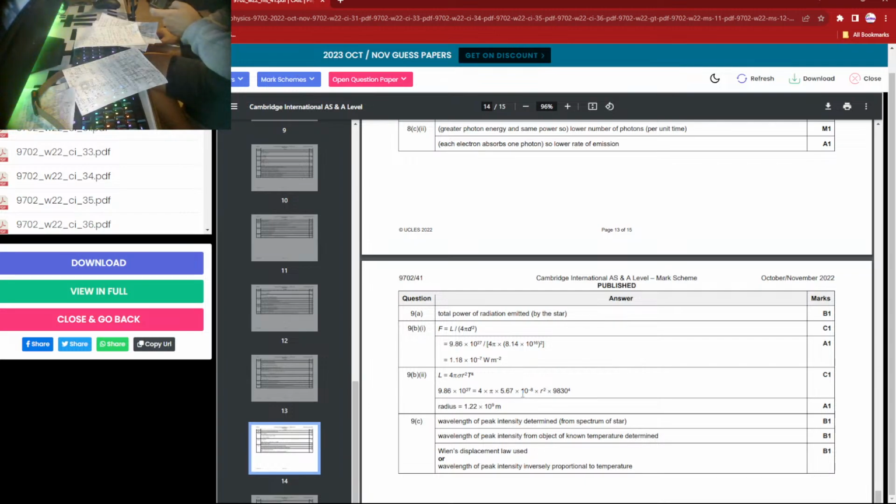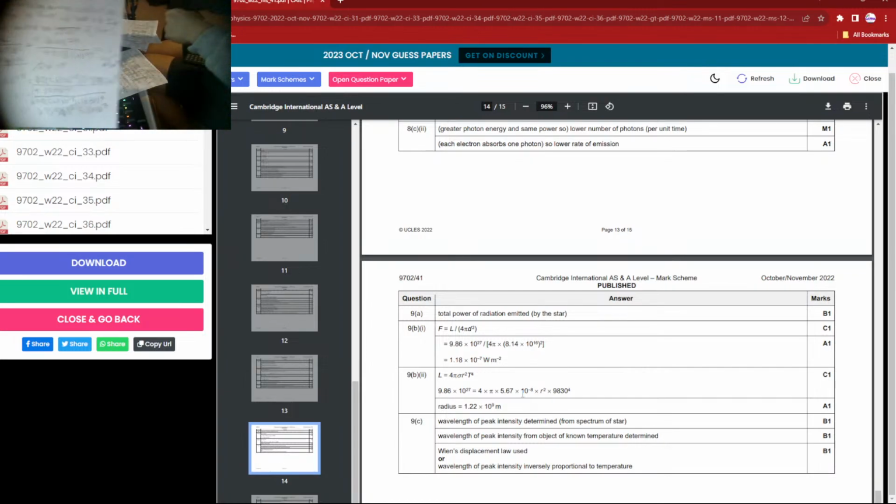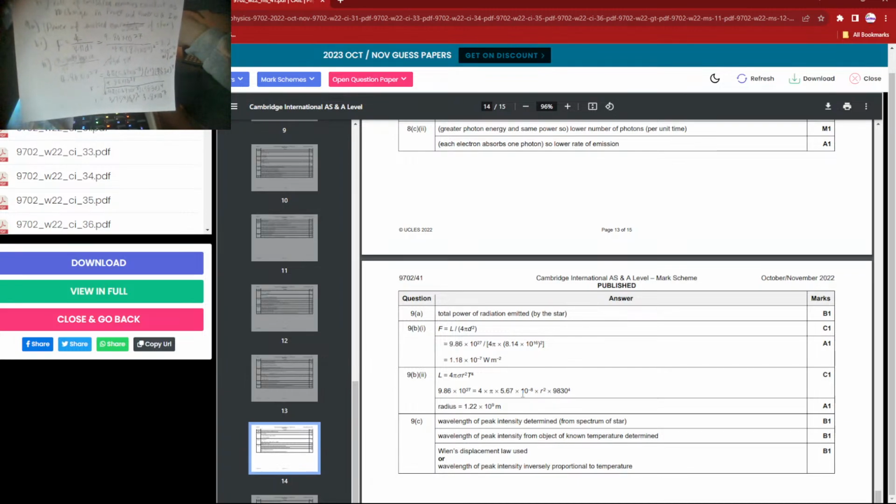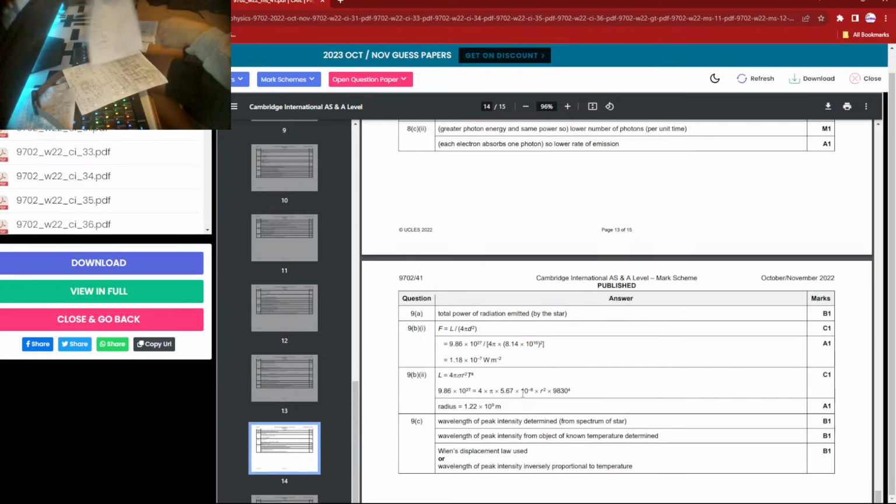Probably I entered something wrong. Yeah, but from what I've written down, it's actually correct. I hope you can see it. From what I've written down, it's actually correct. But I think what I put in the calculator is wrong. Okay.